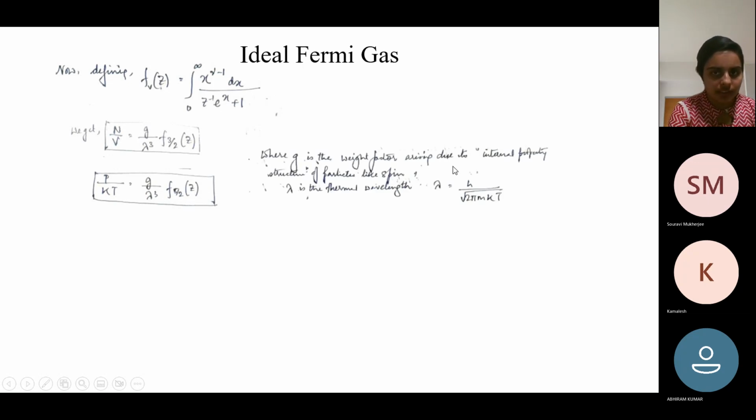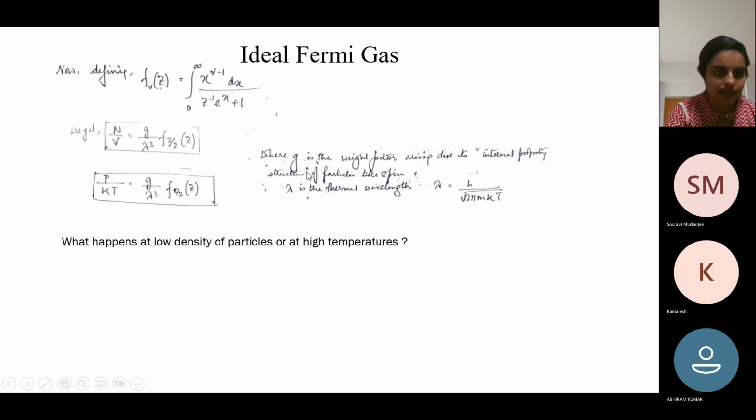So g is the weight factor arising due to the internal structure of particles, like spin. For an electron, g would be 2s plus 1. Since s is half, it's 2. And λ is the thermal wavelength, right? So this is how the expressions would look for an ideal Fermi gas.